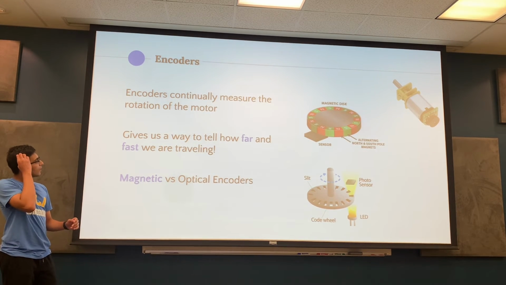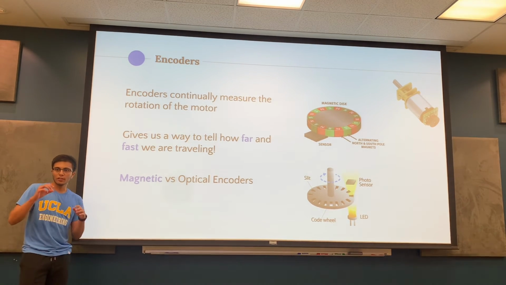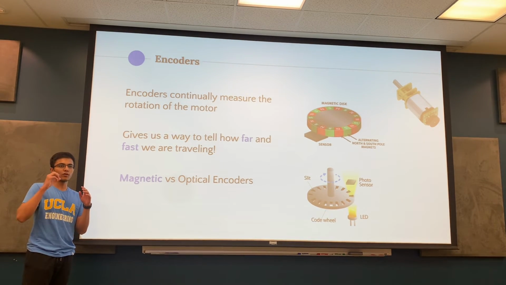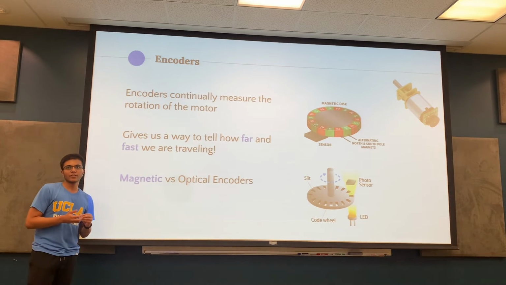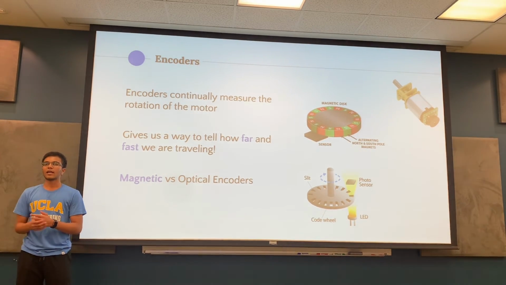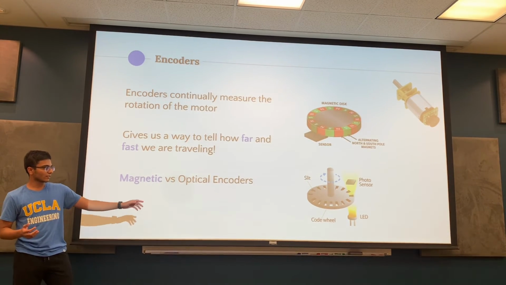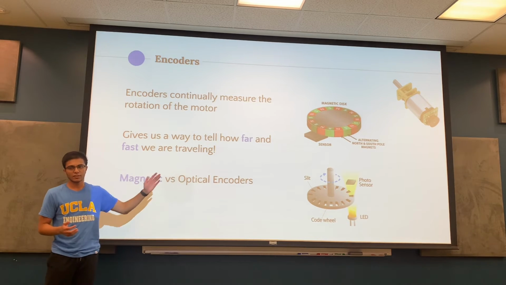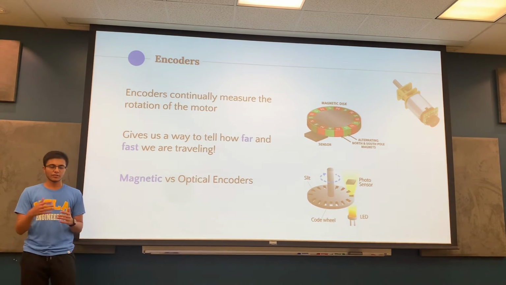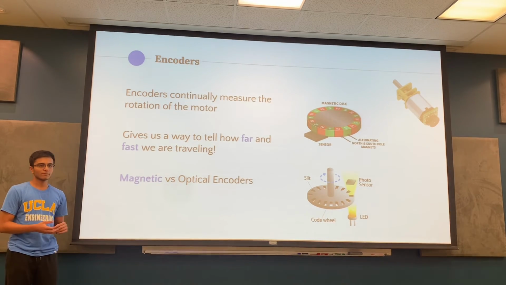So what encoders are is that they just continually measure how much the motor has rotated over and over again. They give us a way to tell how far each motor has traveled. There are two different types of encoders: optical encoders and magnetic encoders. We're going to go over how the magnetic one works, but the optical encoder does exist.